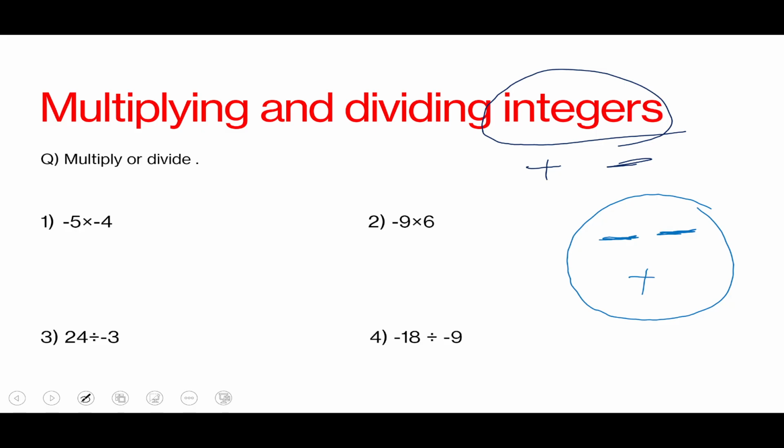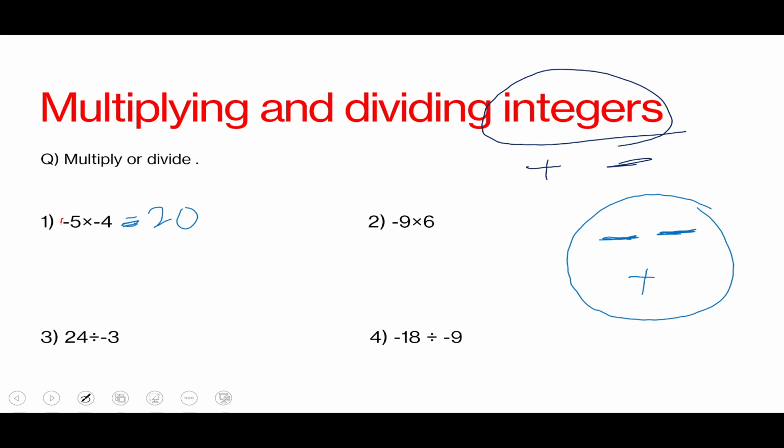Negative 5 times negative 4. First, do the normal multiplication. 5 times 4, we know the answer is going to be 20, right? But how about the sign? Is it positive or negative? Whenever we see multiplication and division, let's say multiplying and dividing integers, remember this face: the mouth is positive, and the eyes are negative. But how do you know the sign in question 1?